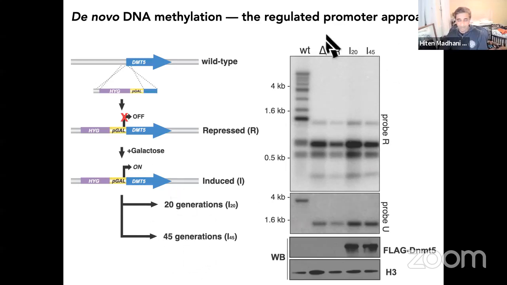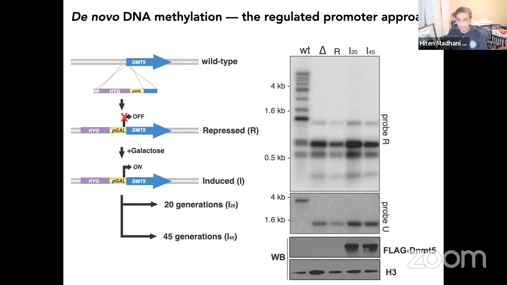And so what you can see on the Southern blot on the right, the first lane is wild type. The second lane is the knockout, where you have no methylation. And the lane with R is the repressed lane, where you can see, again, no methylation as expected. And of course, no protein. This protein has a tag on it, a FLAG tag. We now induce expression of the protein for either 20 or 45 generations. You can see that no methylation returns at all.